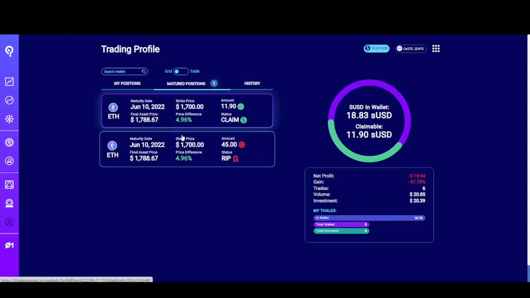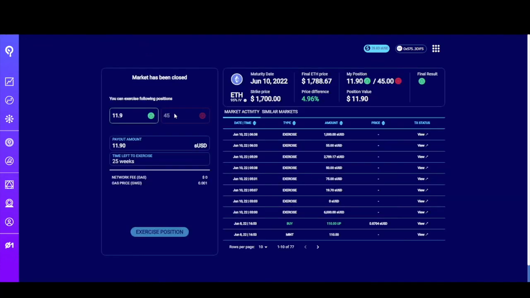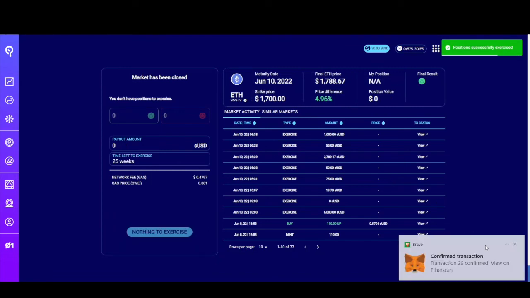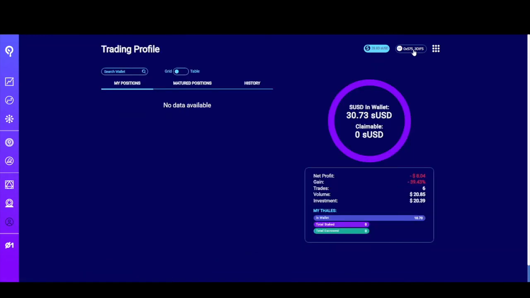So let's go ahead and claim the winner. So I'll click here. You can see I can exercise the following positions, the 11.9 SUSD for the $1,700 ETH market. So all I have to do is click exercise position. All right, so that was successful. All right, so let's take a look at our profile and see how that updated. All right, cool. So we have 30.73 SUSD in our wallet since we claimed. We don't have anything else that's claimable.